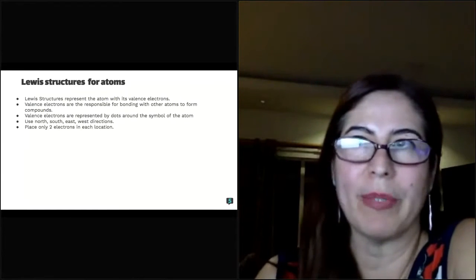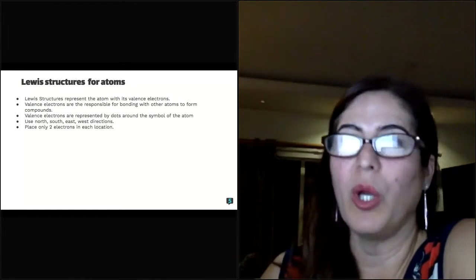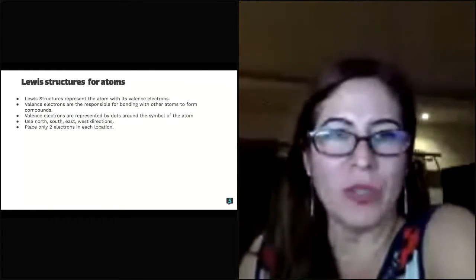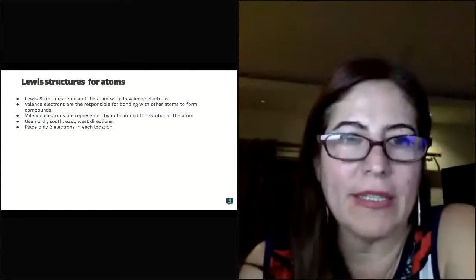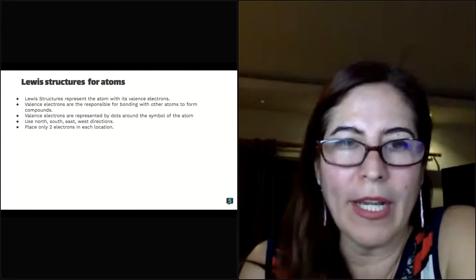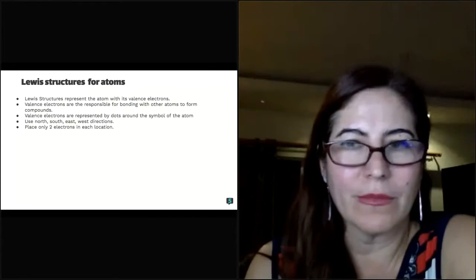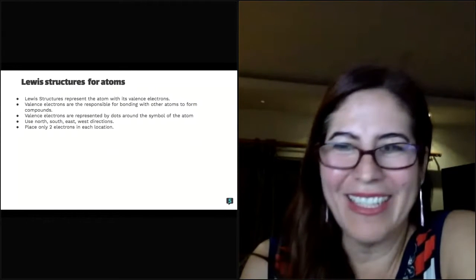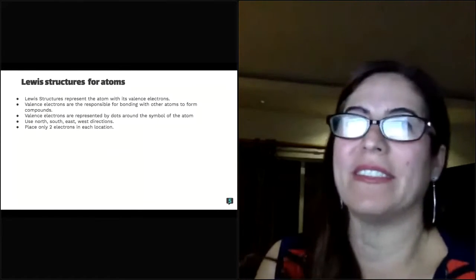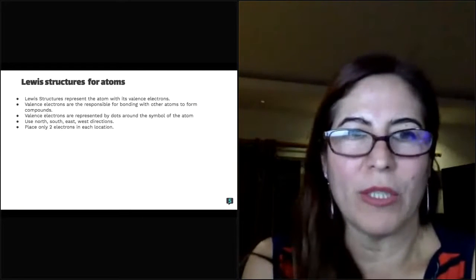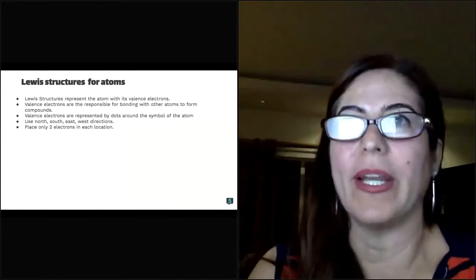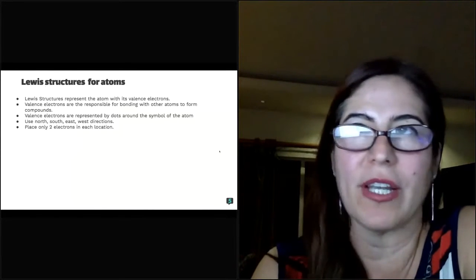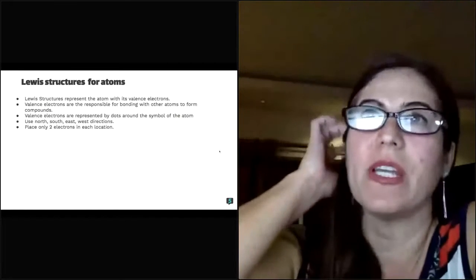Lewis structures will represent the atom with its valence electrons. And the valence electrons, who can tell me which ones are the valence electrons? Where are valence electrons located? Excellent. Everything, yes, all good answers. The valence electrons are the ones located on the outermost shell. Great. And these ones are responsible for making the chemical reactions, the chemical bonds with other atoms.